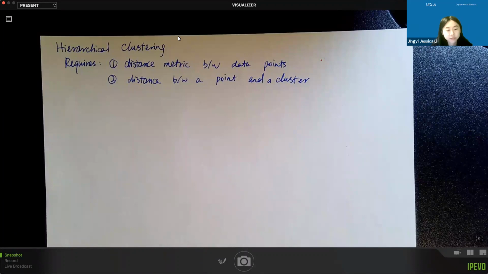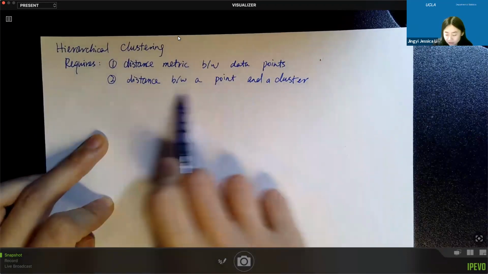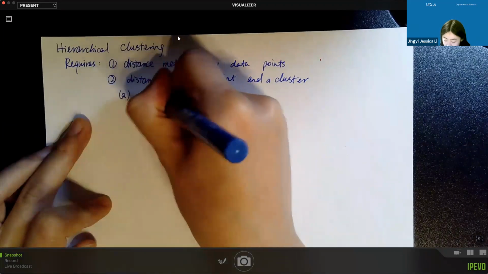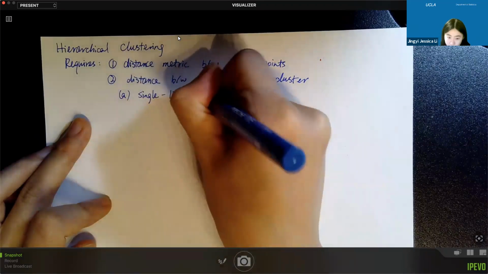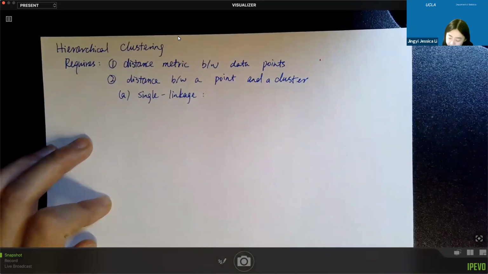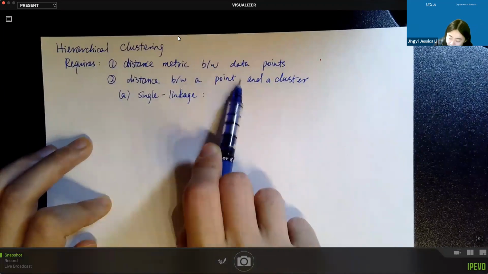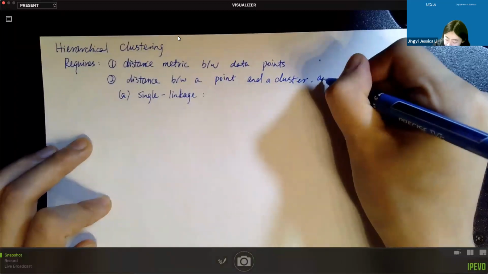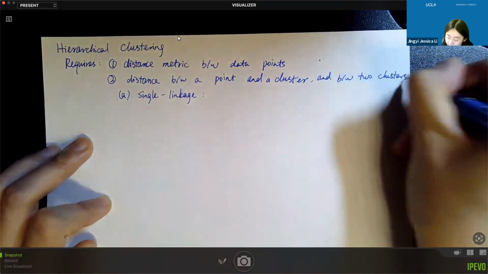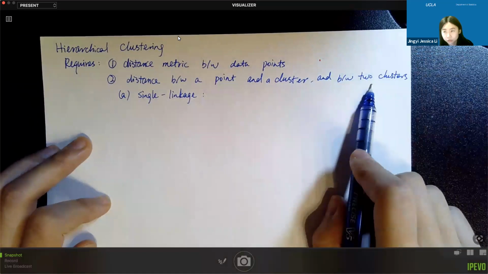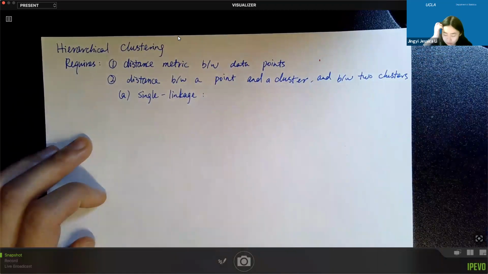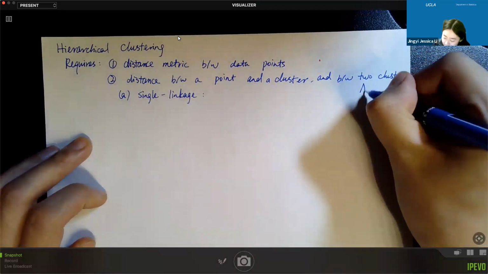There are 3 ways of defining this distance. The first one is what we call single linkage. This can be generalized to between a point and a cluster and between 2 clusters. This is even more general because a point itself can be regarded as a cluster. So we are going to talk about the more general version, how to define a distance between 2 clusters. Let's say we have clusters A and C.